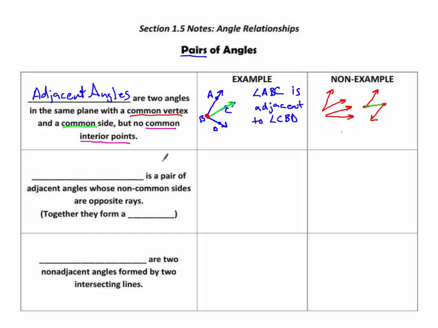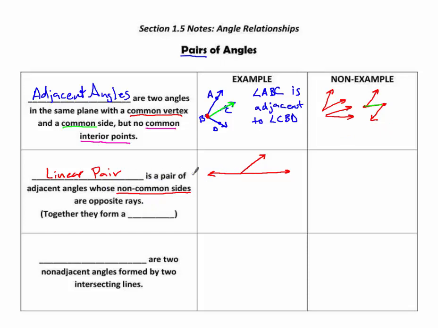And the next kind of angle pair that you need to learn is called a linear pair. A linear pair is a pair of adjacent angles, so it has to be adjacent angles like this, whose non-common sides, so this is going to be our focal point here, the non-common sides, are opposite rays. So this is a linear pair.